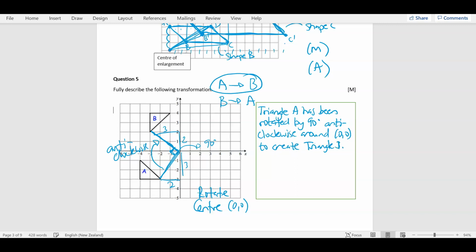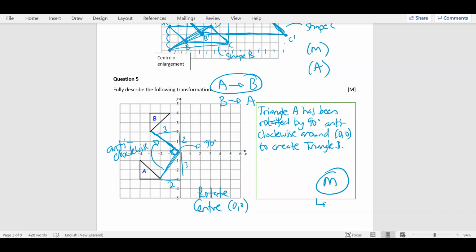Okay, there we go. So if you got all of that right, so rotation's a lot trickier than translation or any of the other transformations. To get all of that together was quite annoying, particularly finding the center of rotation. So that got you a merit mark.